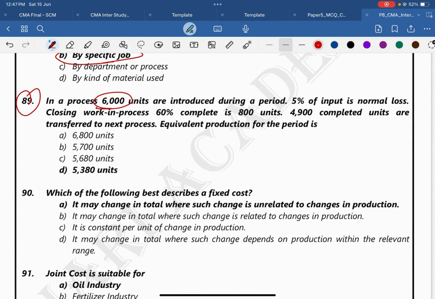In a process, 6,000 units were introduced in the period, with 5,000 units as input, normal loss, and closing work in progress is 60 percent complete, which is 800 units. 4,900 completed units are transferred to the next process. Equivalent production for the period.